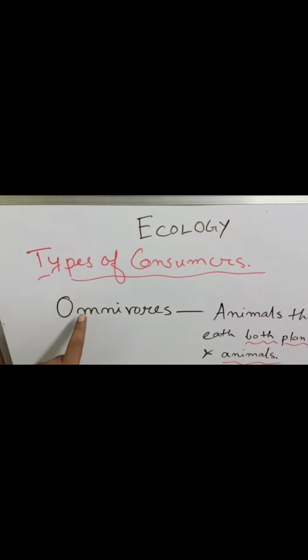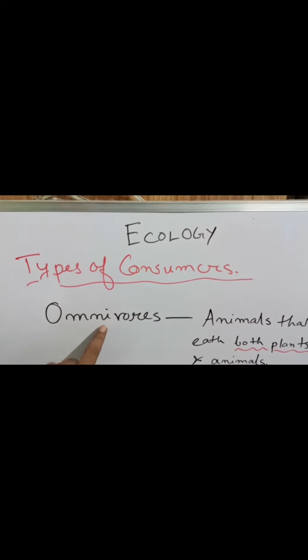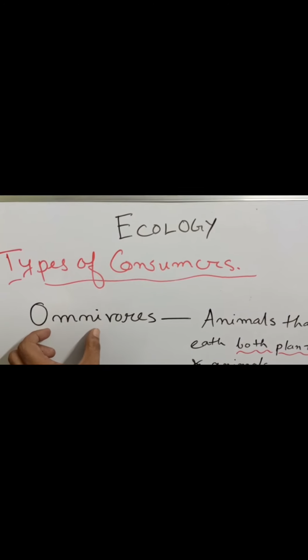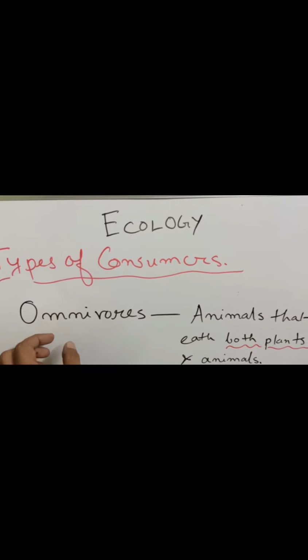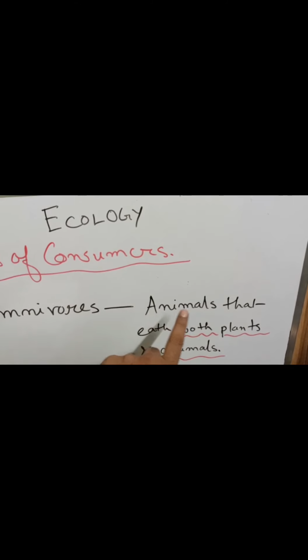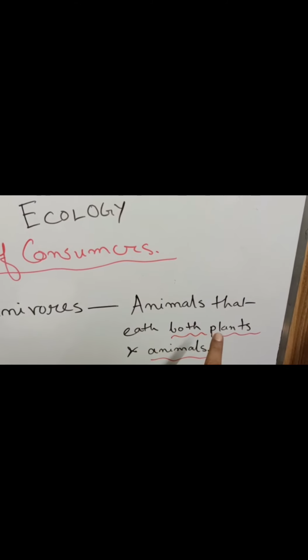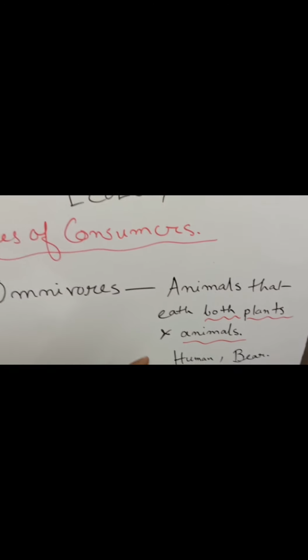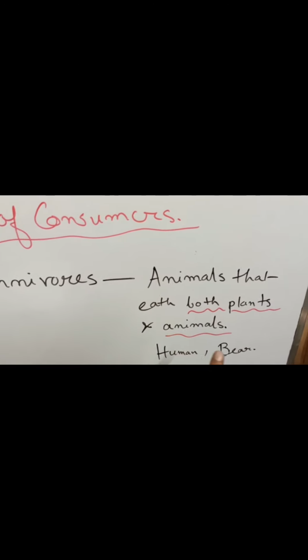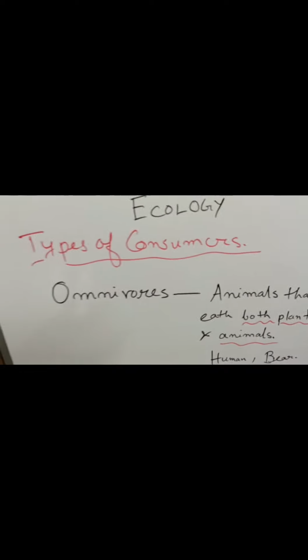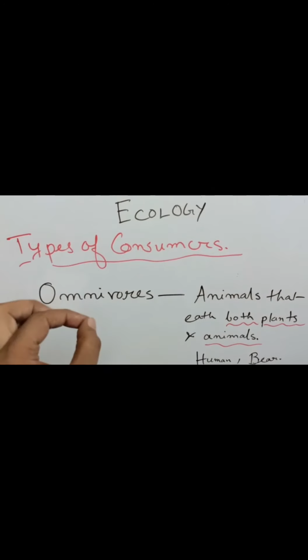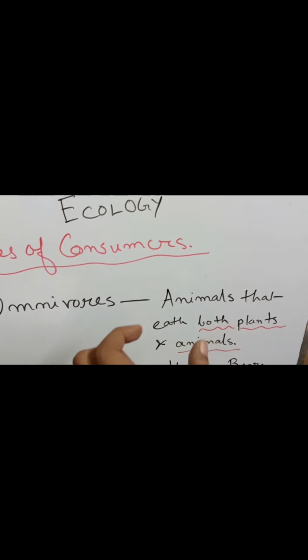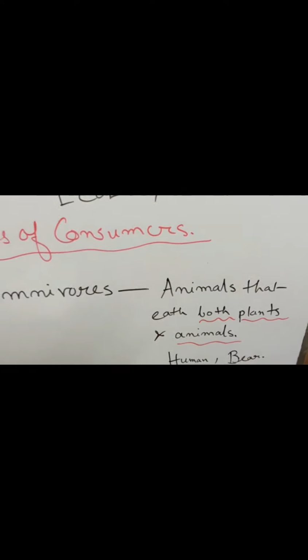Now the next category is omnivores. What does the word omni mean? Omni means both. So these are the animals that eat both plants and animals. Examples: humans, bear, etc. So omnivores are those animals that eat both plants and animals.